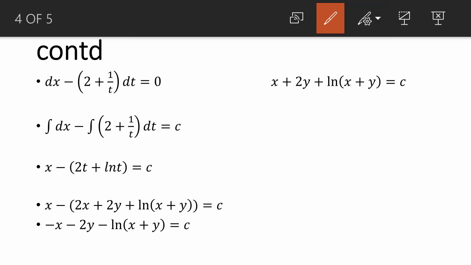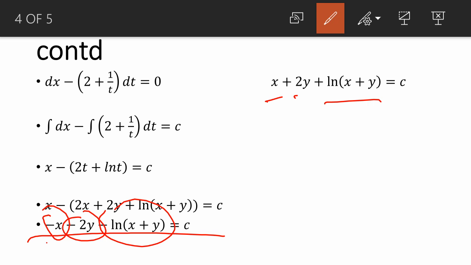You should also notice here that we already have an x here, so x minus 2x is what gives us minus x here. Then minus 2y. Then minus ln (x + y), equal to c. Now if you like, you can choose to multiply through by a negative number. You can leave your answer this way, still correct, but you can still multiply through by minus 1. Minus 1 times minus x is x, minus 1 times minus 2y is 2y, minus 1 times minus ln (x + y) is ln (x + y), all equal to c.